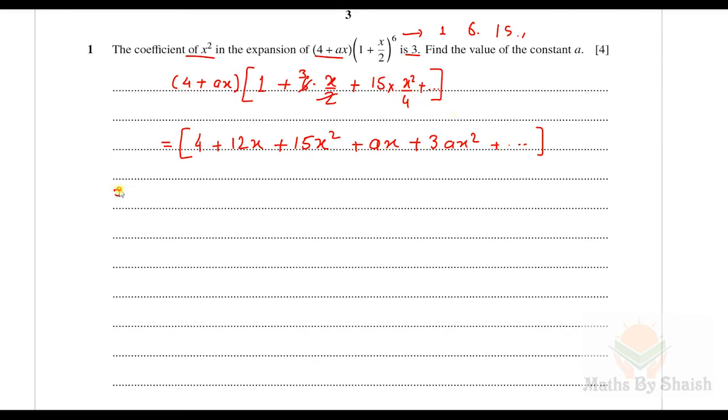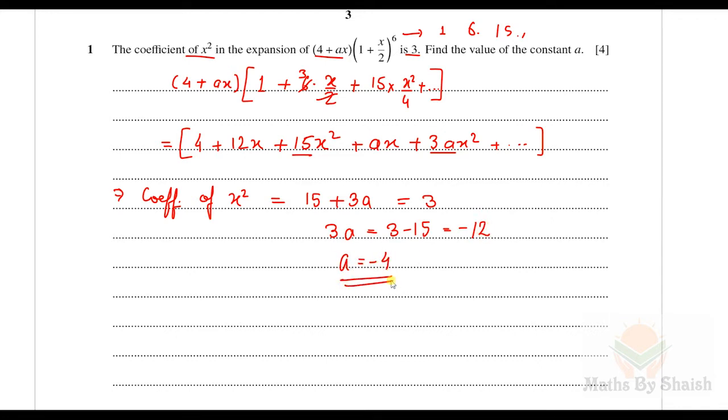So this means the coefficient of x square is equal to 15 from here and 3a from here. According to the question, it is given as 3. So from here we'll get 3a is equal to 3 minus 15, that is minus 12, or a is equal to minus 4. So that is how we need to solve. We don't have to expand it completely because we don't require the x cube, x power 4, x power 5, x power 6 and all. So we'll only have to expand till here. I hope it is clear.